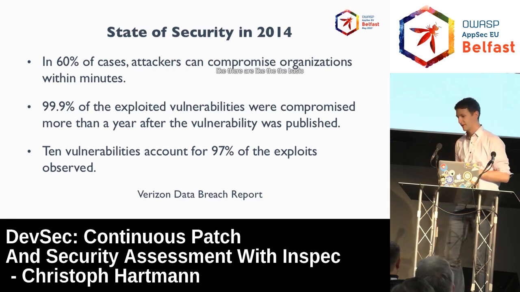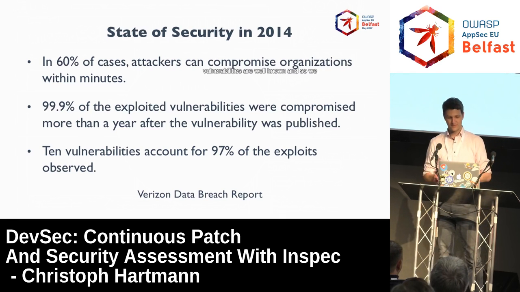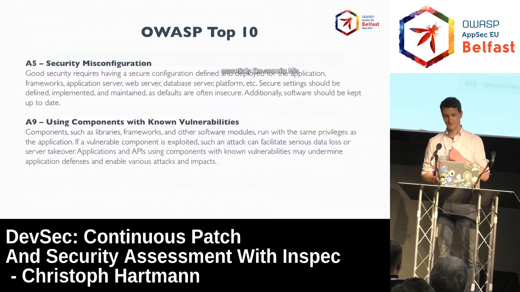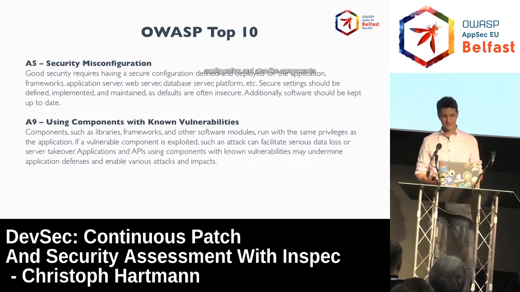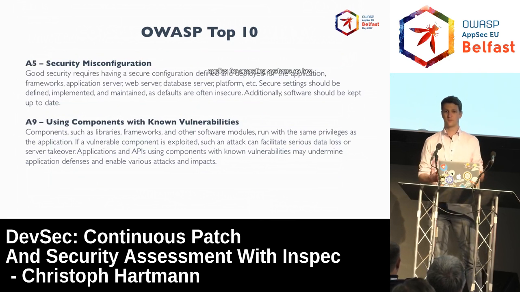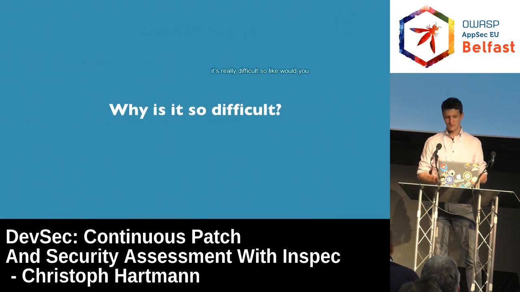You know it. The basic vulnerabilities are well known. And we see two aspects here, which is essentially security misconfiguration and also components with known vulnerabilities. And this applies for operating systems as well. This applies for basic applications like Tomcat, web servers, operating systems. So it's really well known. So it's not that we don't understand that problem, but it's really difficult still, right? Would you agree?